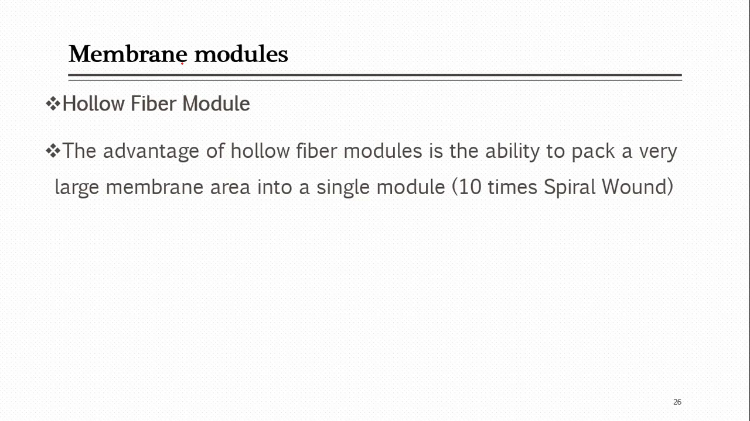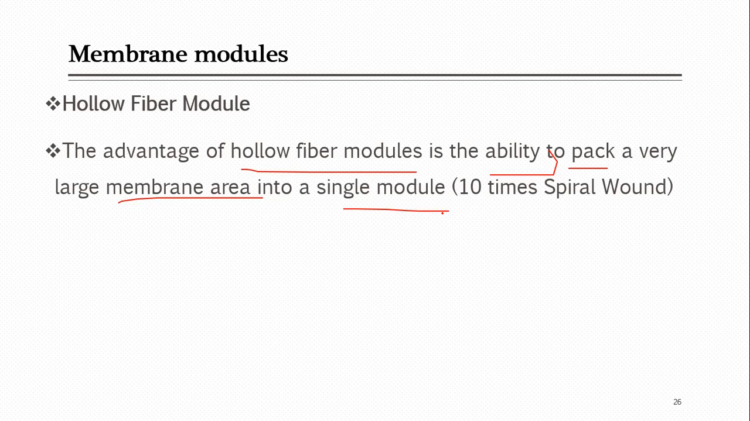Hollow fiber modules have the advantage of being able to be packed into a small area. Even a large surface area membrane can be developed. Hollow fiber membrane has the ability to pack a very large membrane area into a single module. So when we arrange them in the form of a tubular structure, more surface area can be covered, or more membrane surface area can be provided even in a small packed module.